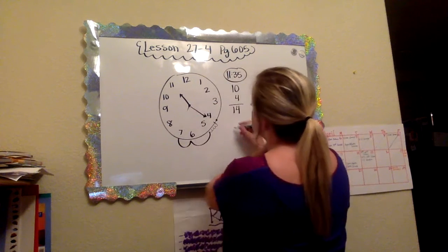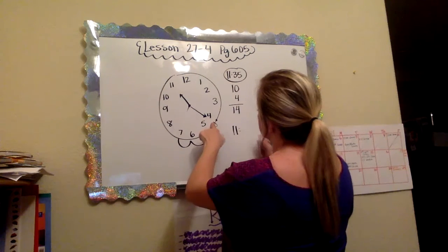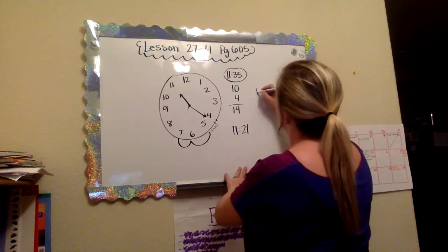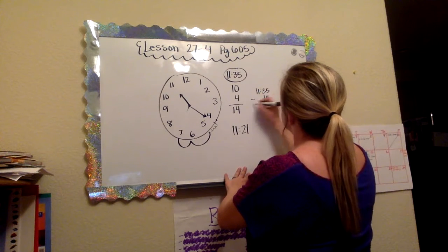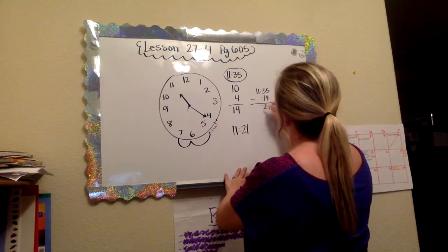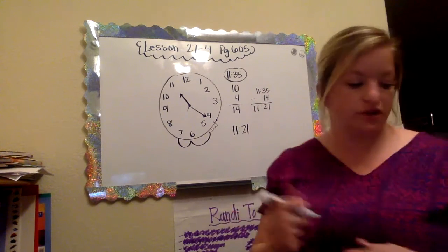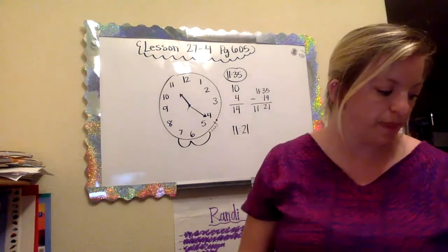And it is 11:20 plus 1 is 21. You could also do 11:35 minus 14 minutes. 1, 2, 11:21. So that's another way to figure it out if you are not a fan of the first way.